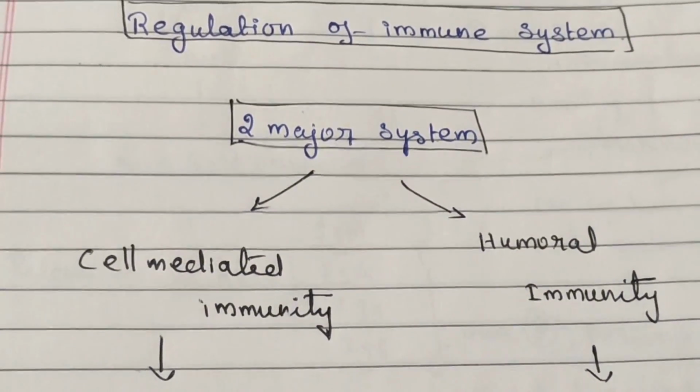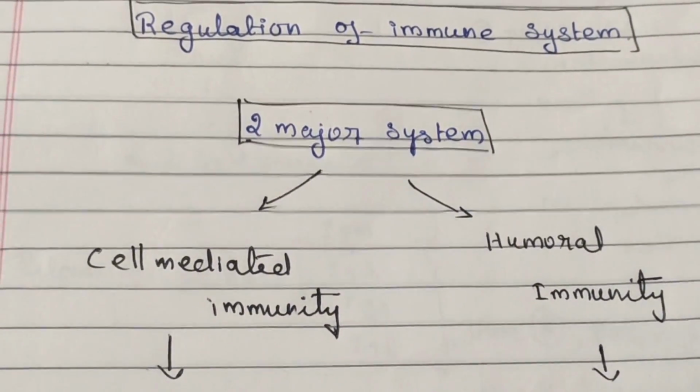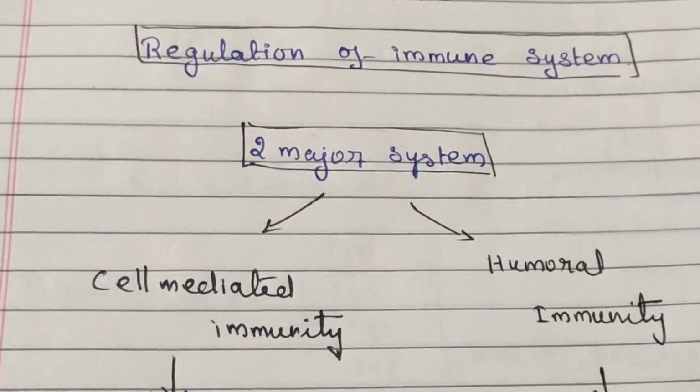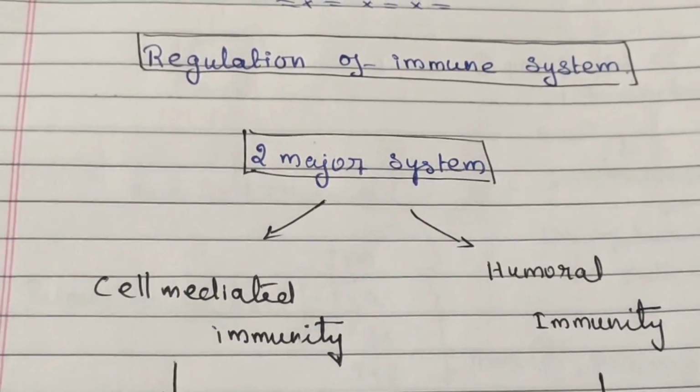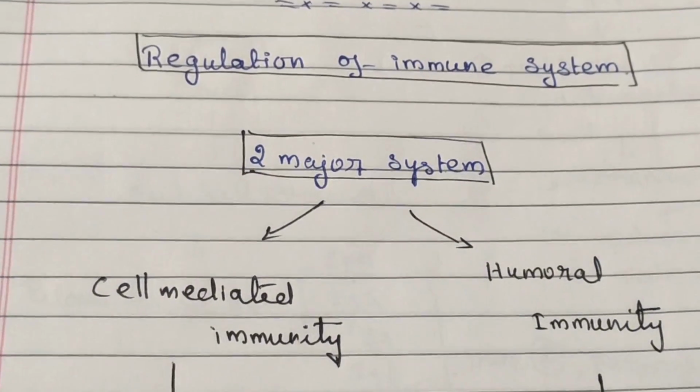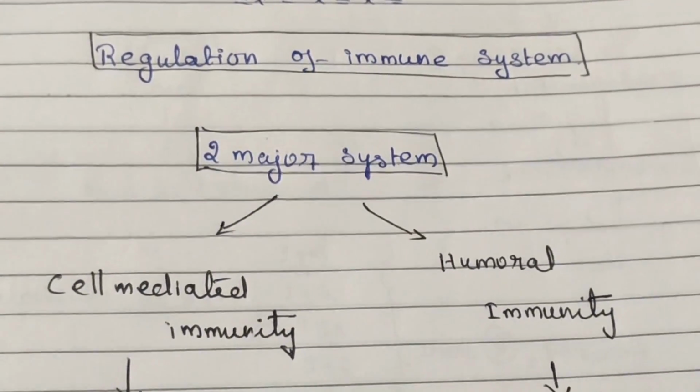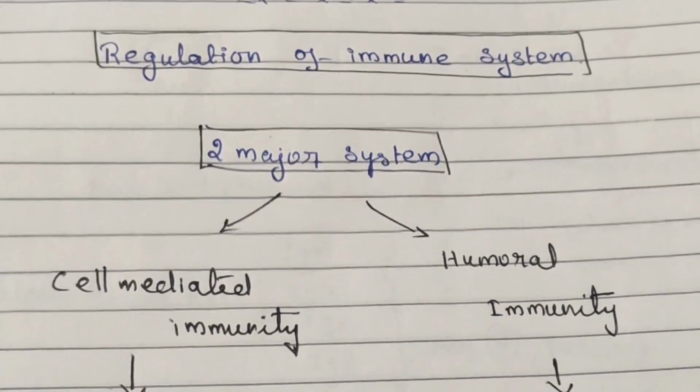Today's topic of discussion: regulation of the immune system. The regulation and controlling mechanism of the immune system is very important to control the excessive immune reaction in our body.